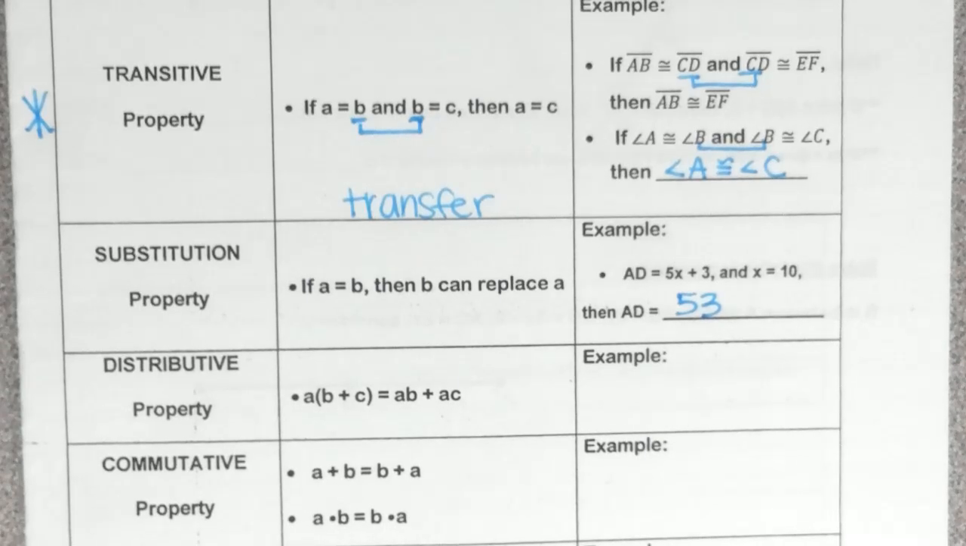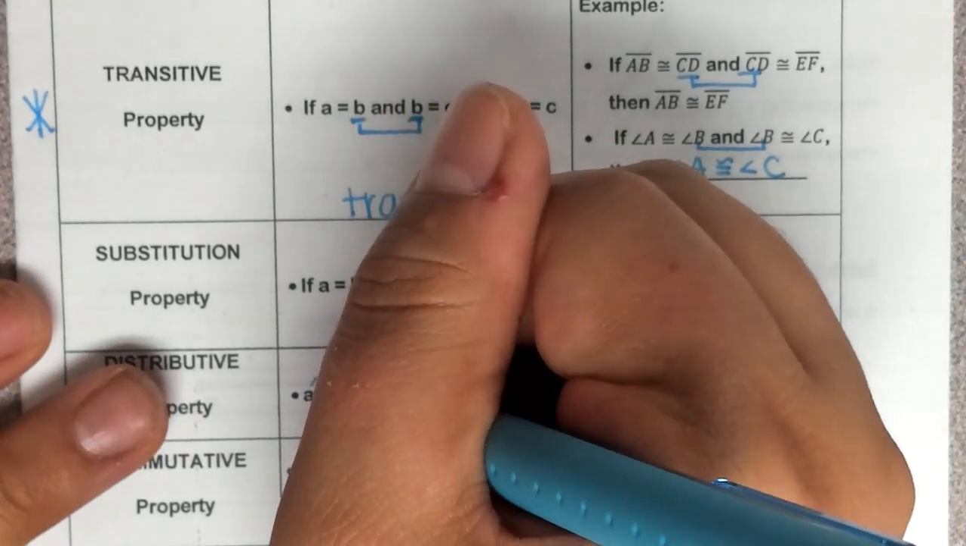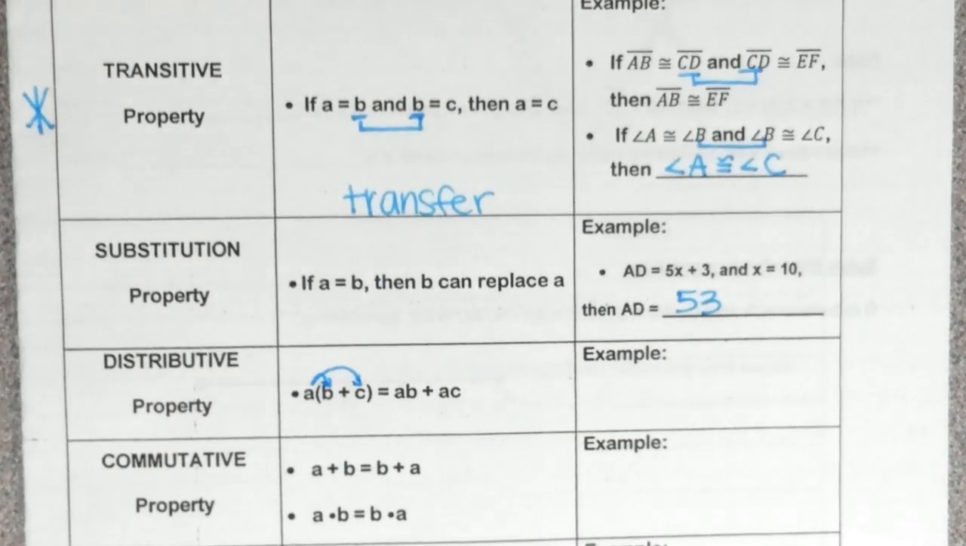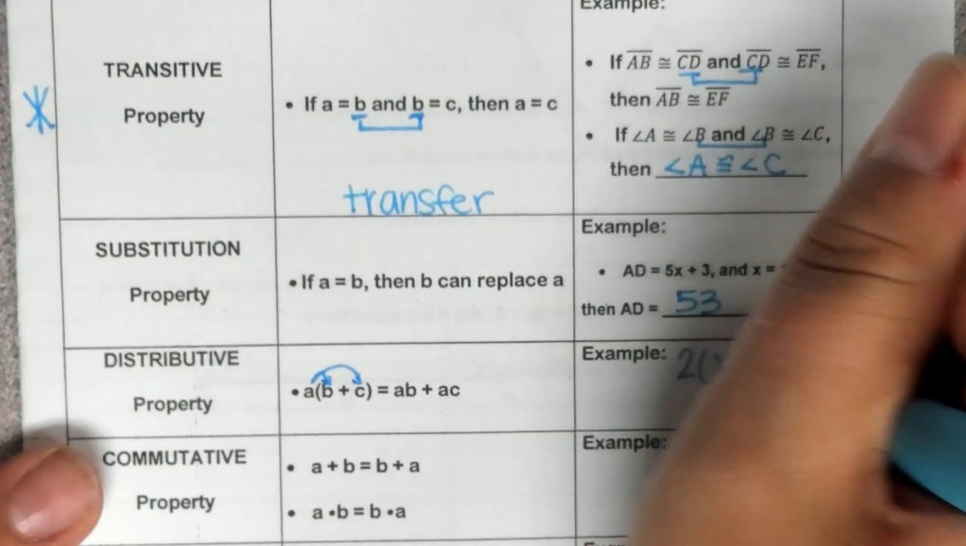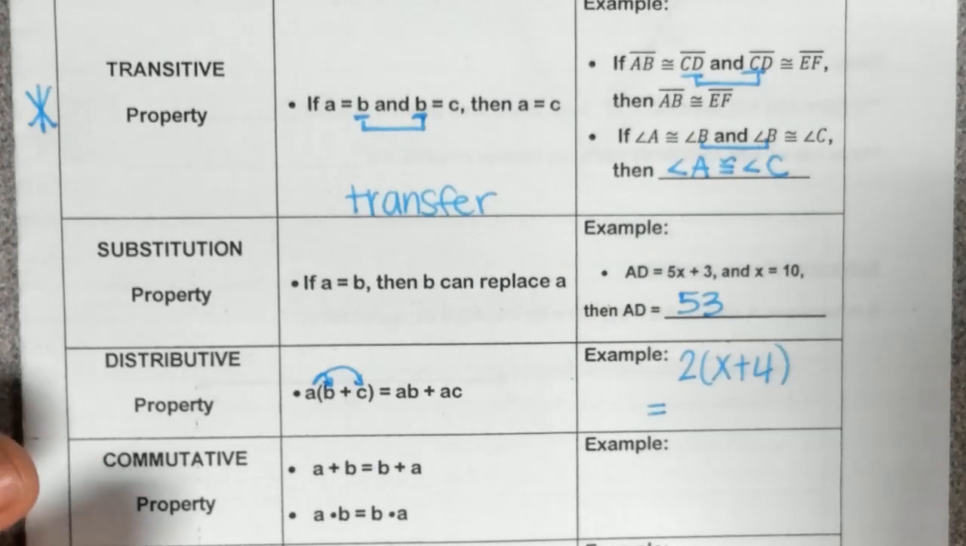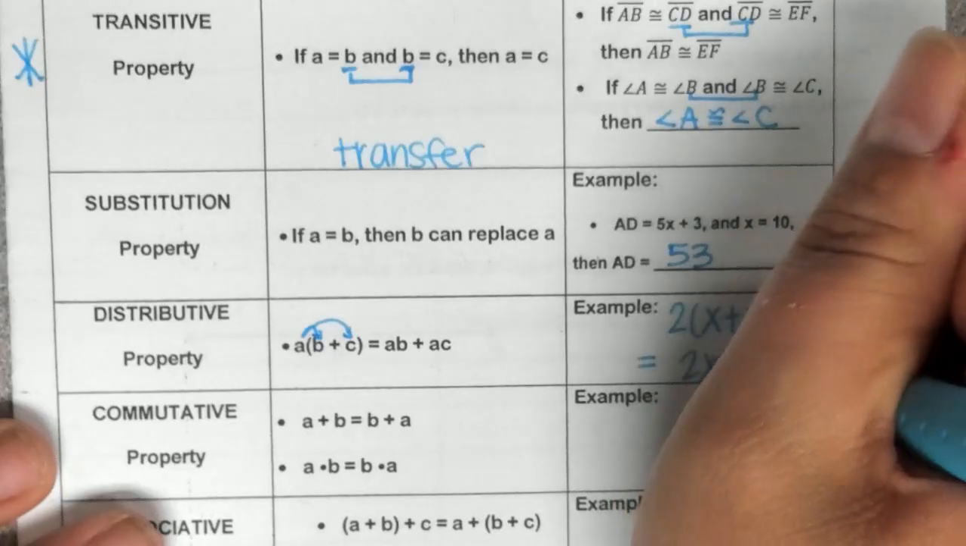Distribution. A times (B plus C) equals AB plus AC. What are we doing here? Distributing that A to both of them. So if 2 times (x plus 4), what is that going to equal? 2x plus 8.